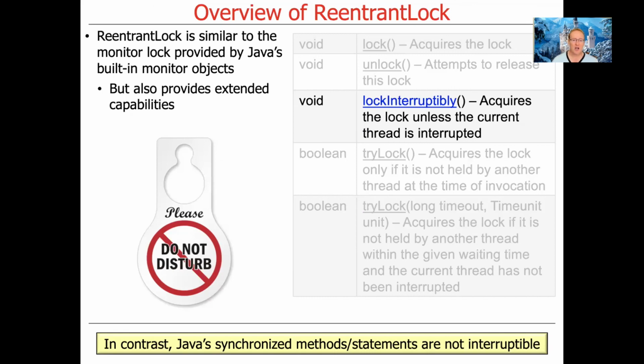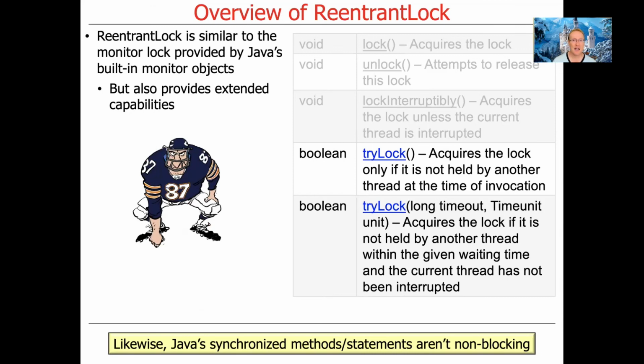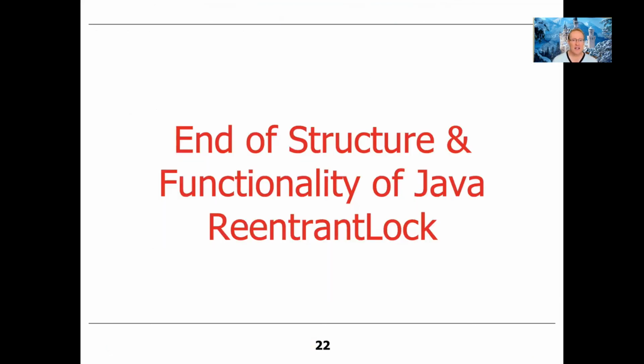In contrast, Java's synchronized methods and synchronized statements don't support interrupts. So once you've committed yourself to locking, you're stuck until you get the lock. And they also don't support any concept of non-blocking locking. So synchronized statements and synchronized methods are always blocking operations, and you can't interrupt them. So that's the end of the overview of the structure and functionality of Java ReentrantLock.